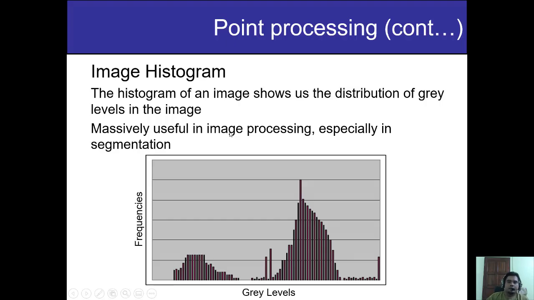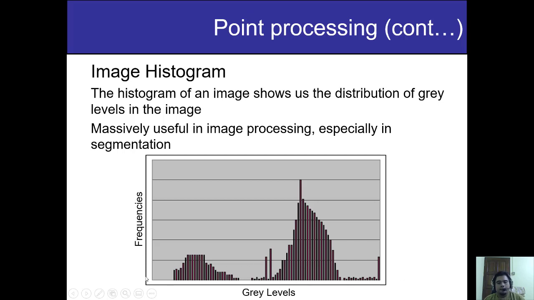So what is an image histogram? The histogram of an image shows us the distribution of the gray levels in the image. You can see this is an example of an image histogram. The horizontal axis, or x-axis, represents the color of your image or the intensity levels that you have in your image.